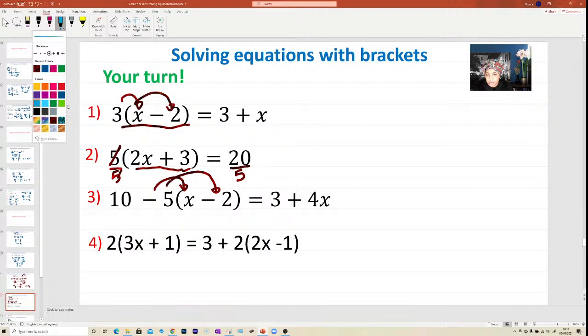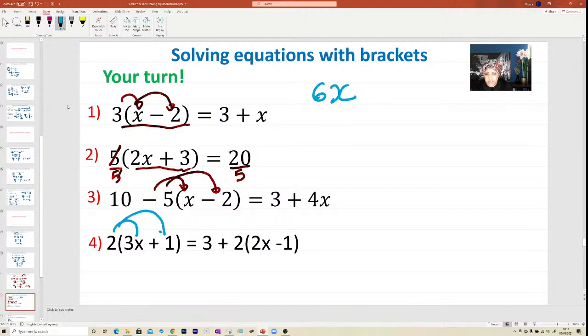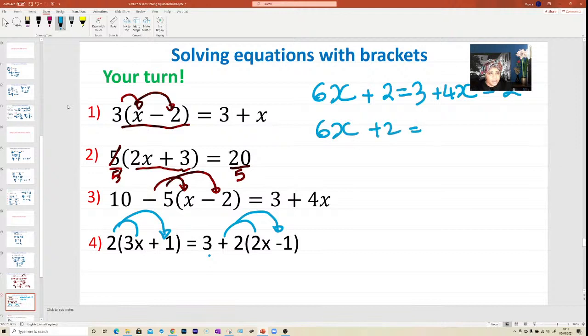We've got 2 times 3x, that's going to give us 6x. 2 times positive 1, that's going to be plus 2, equals 3, it's on its own. Positive 2 times 2, that's going to be plus 4x. And then positive 2 times negative 1, that's going to be negative 2. So now let's bring this down first. 6x plus 2 equals 3 take away 2 is 1 plus 4x.